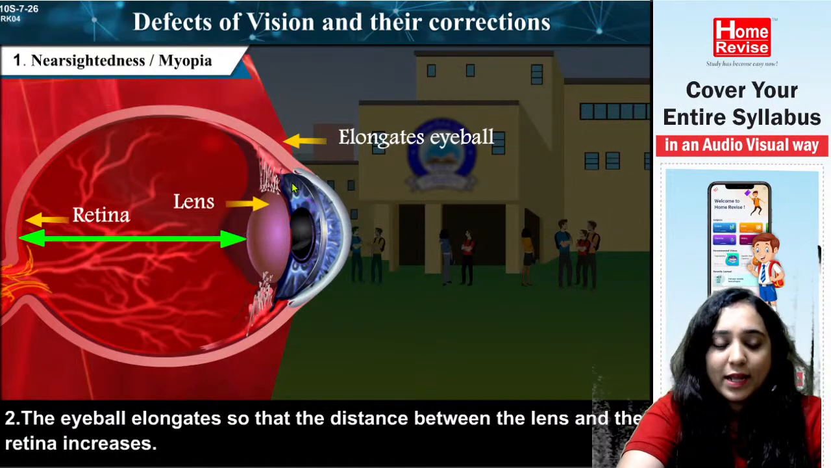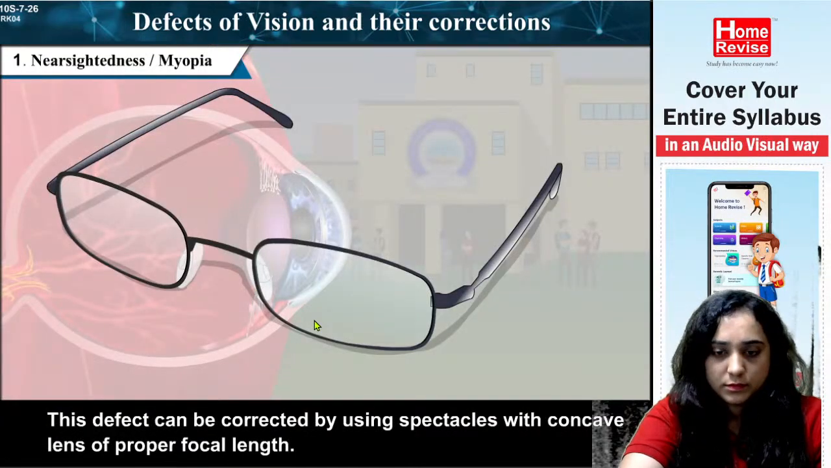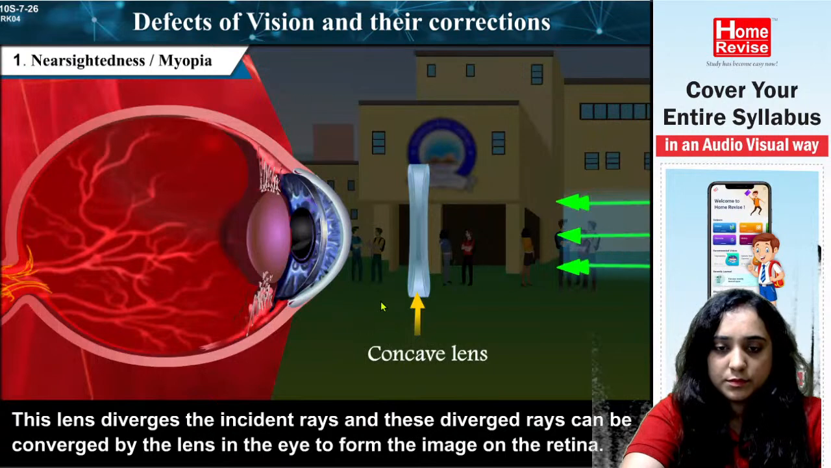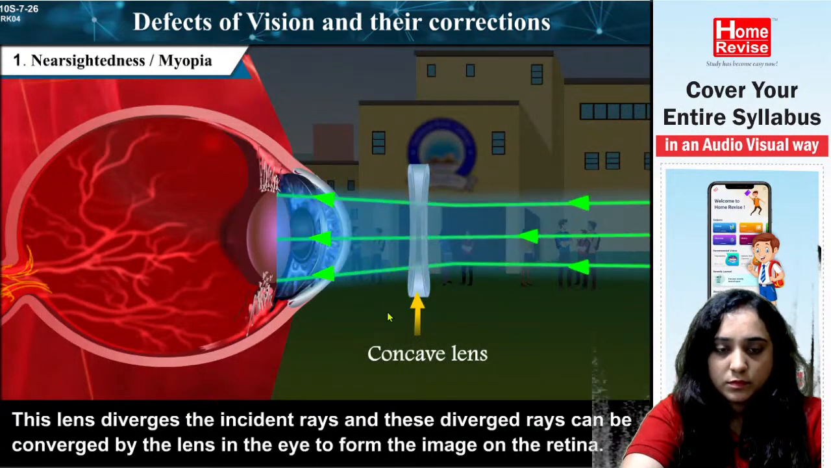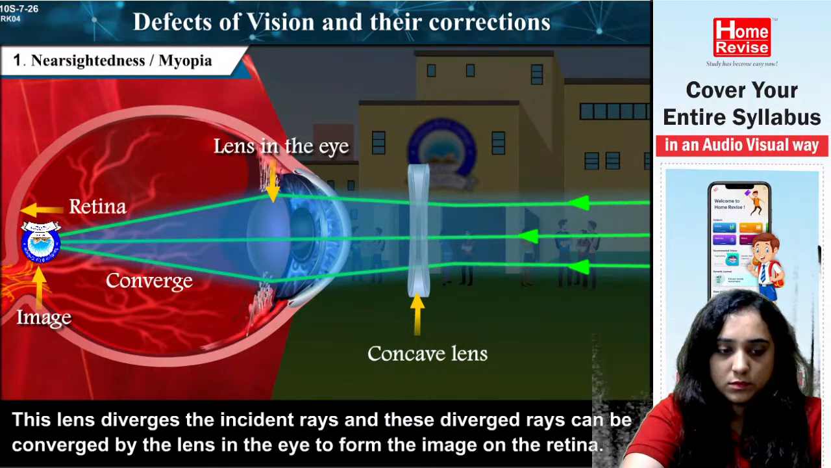Now let's see what exactly is the answer. This defect can be corrected by using spectacles with a concave lens of proper focal length. This lens diverges the incident rays, and these diverged rays can be converged by the lens in the eye to form the image on the retina.